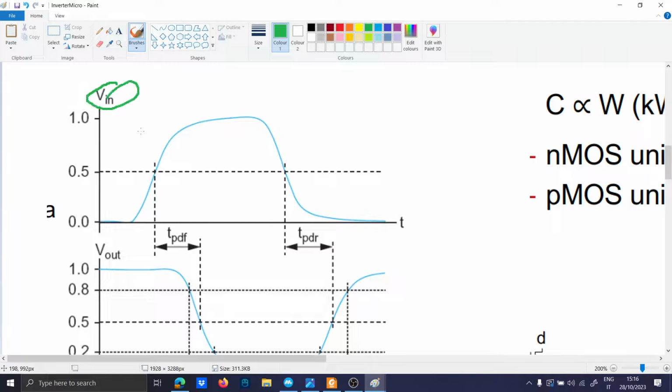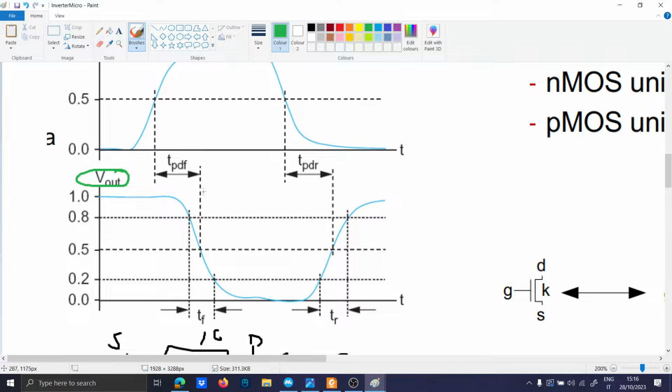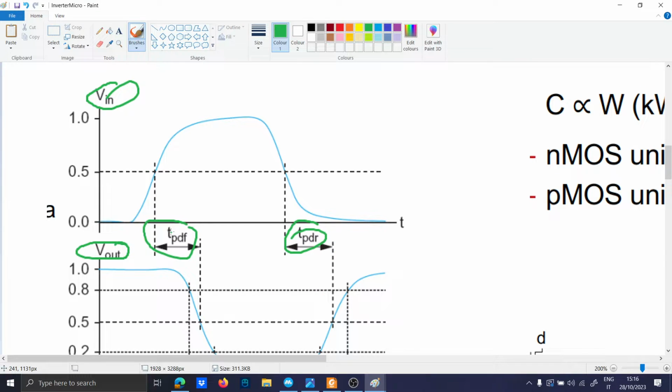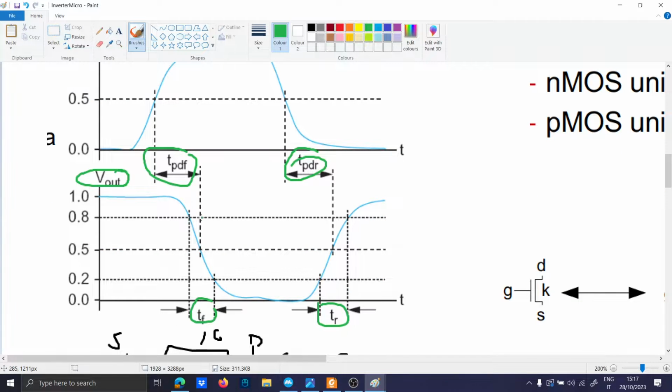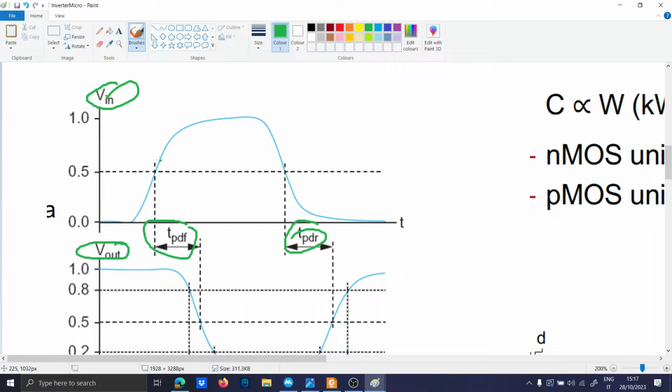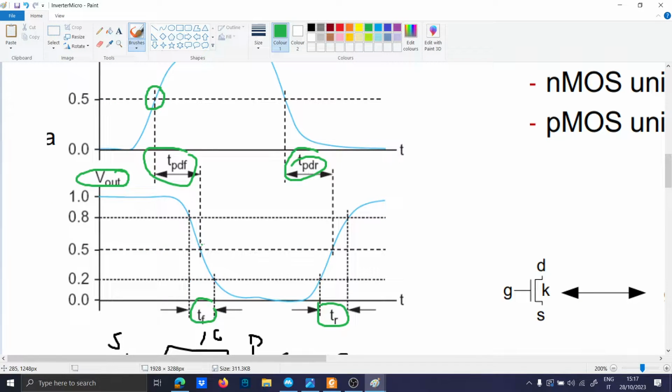This is the input pulse, and this is the output pulse of the inverter. There are delays called TPDF, TPDR, TF, and TR. TPDF is basically the propagation delay in the fall time of the output, and it is taken from half the voltage at the input to the same amount, half, at the output. The same for TPDR. It is basically from the rise of the output.